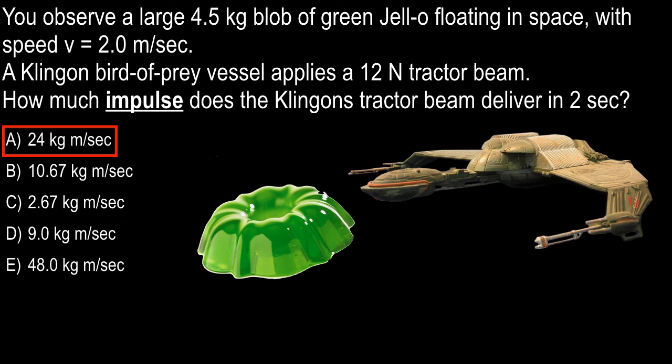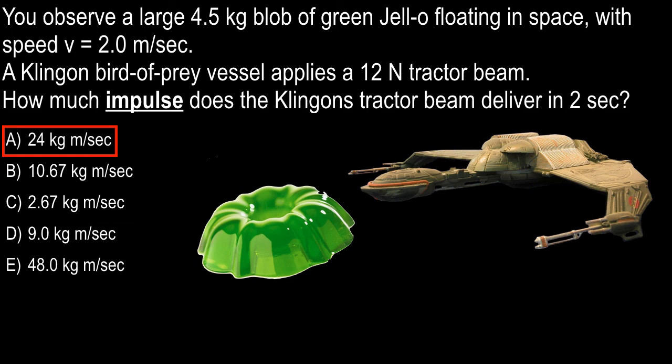If you answered this one incorrectly, and most of you did, make a note. Impulse is F times delta T, 12 newtons times 2 seconds. And remember, a newton second is the same as a kilogram meter per second.